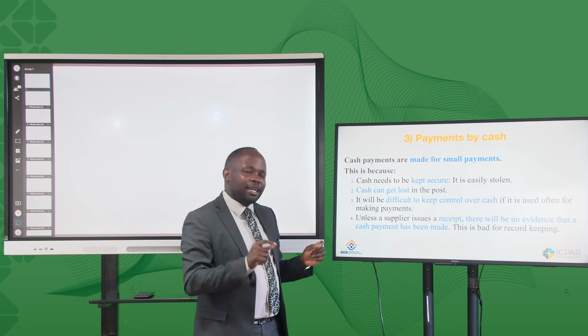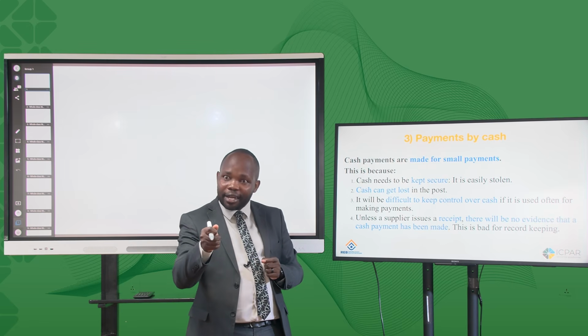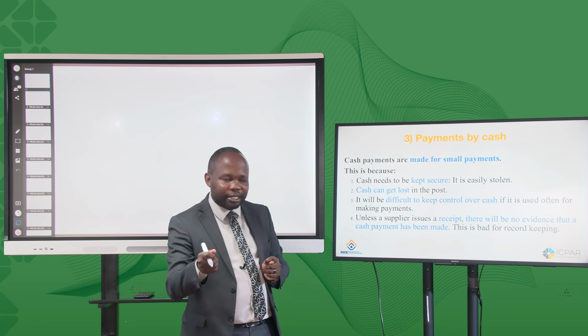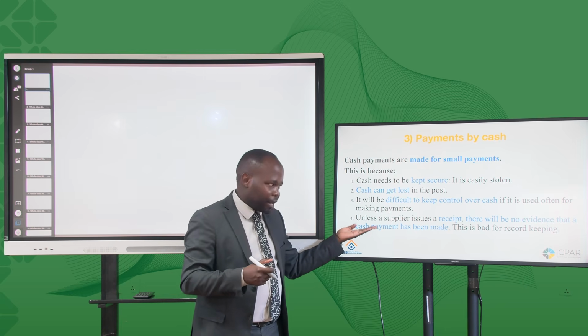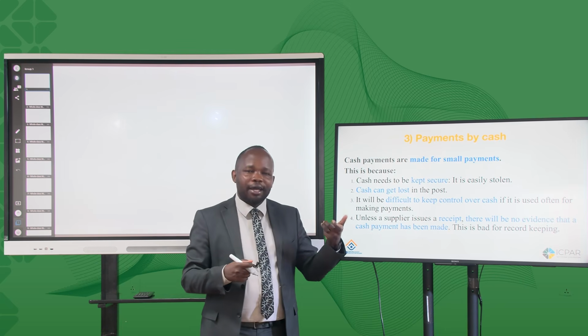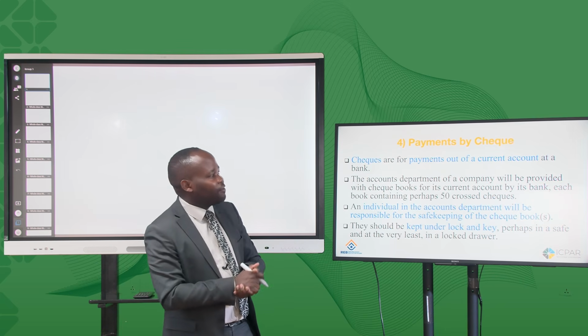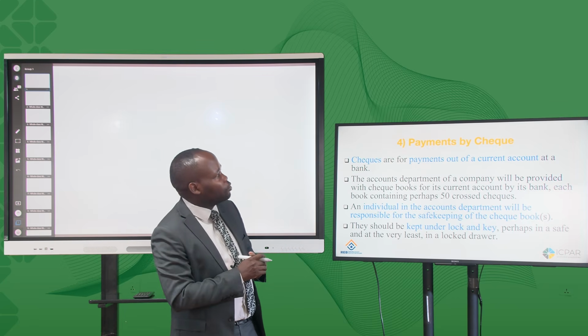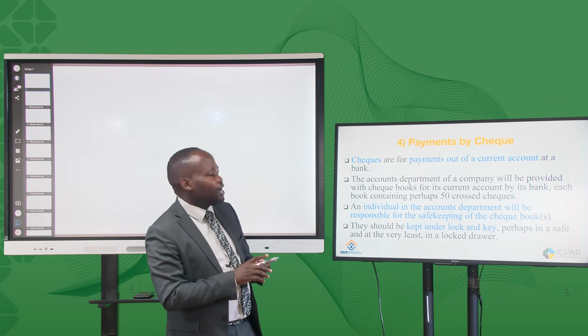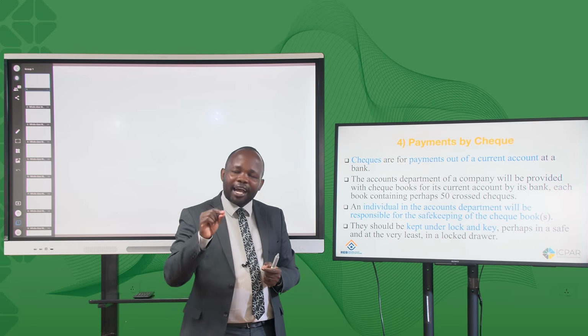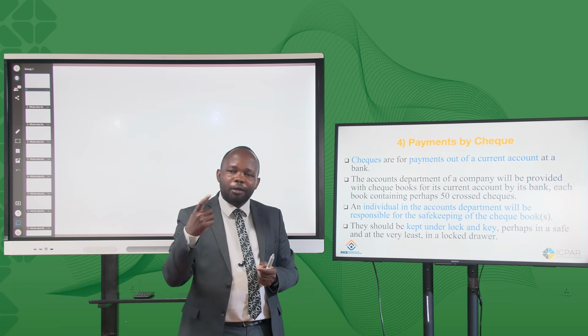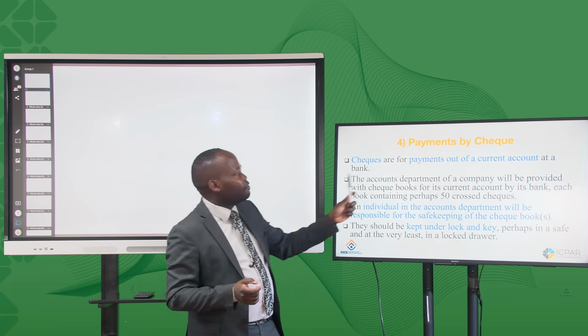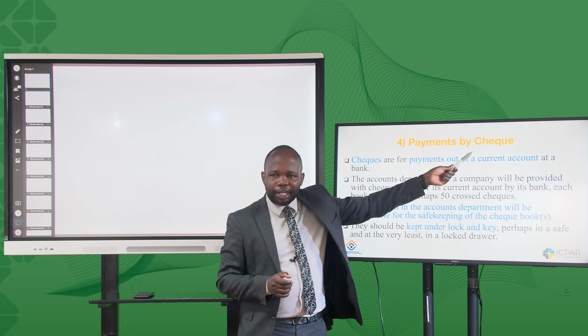And number 4, if there is no receipt provided when cash payment is made, there will be no records. There will be no evidence. So if there is no evidence, it is very difficult to restrict payments. Now, we are saying that cash should only be used for small payments. For other forms of payments, we can have the option of using a check.